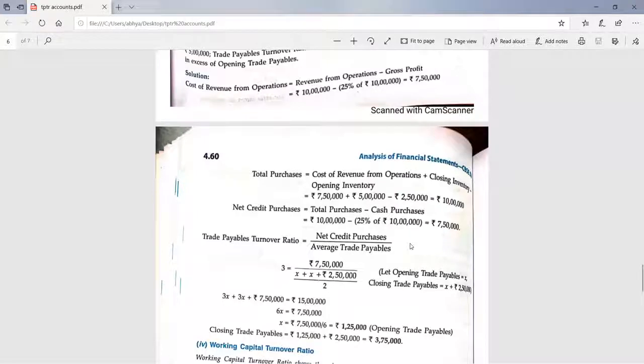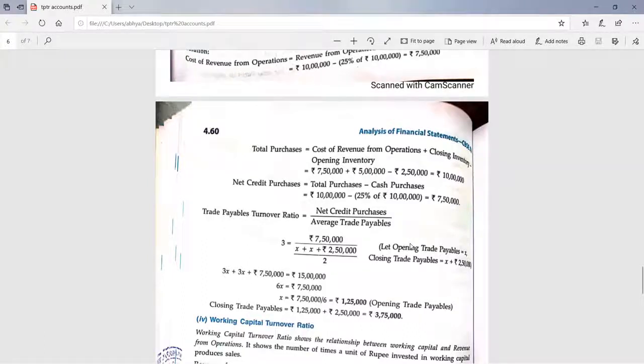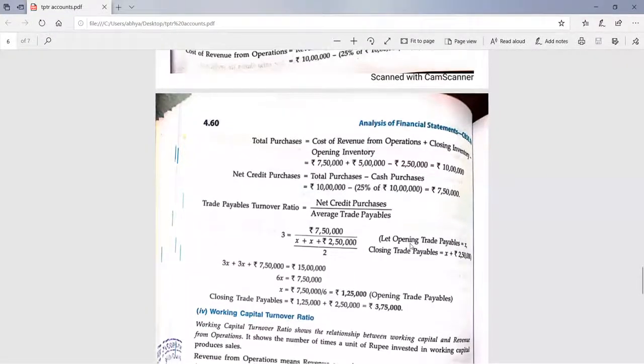Now put the values in the formula of average trade payables and find out the value of X. It's a very simple equation of X and easily you can find out the value of X. So the value of X here is, sorry, opening trade payables X is 1,25,000 and closing trade payables are 2,50,000 more than the opening trade payables. So put the value in the equation X plus 250. So the answer is 3,75,000.